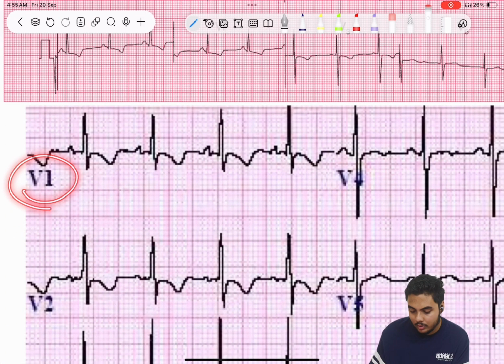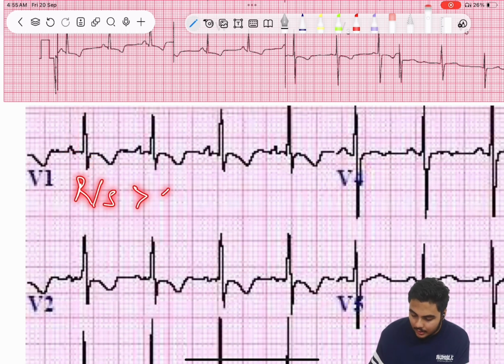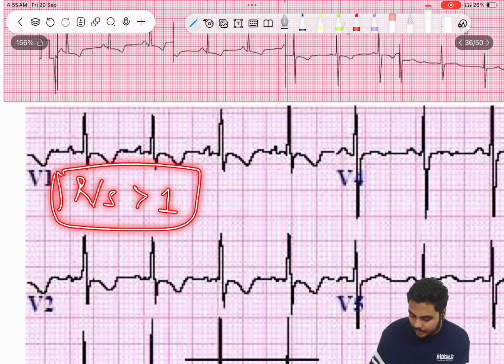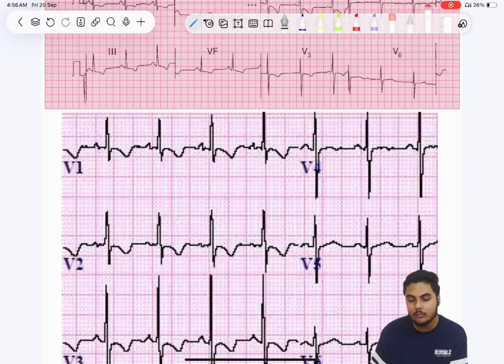Again, in this ECG you can also see in lead V1, the R wave has more amplitude than the S wave, and as a result R by S is more than 1, and hence the patient has RVH.